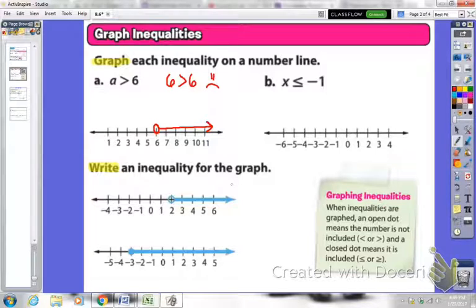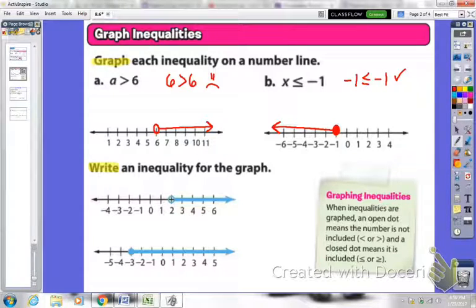The second one, X is smaller than or equal to -1. So in this case, -1 is less than or equal to -1. That is true. So you're going to include that circle or that endpoint. So it's a filled in circle above -1 and pointing to the left because these are all the numbers that are smaller than or equal to -1.